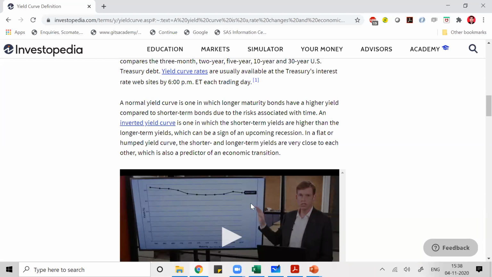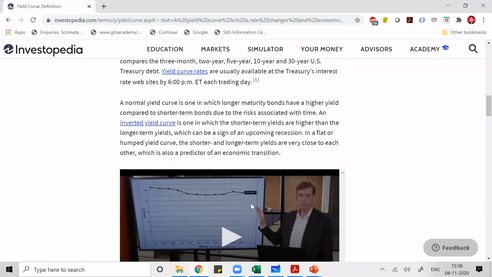So a normal yield curve is the one in which longer maturity bonds have a higher yield compared to short term bonds, due to the risk associated with them. The yield curve can be normal, or it can be inverted, which is the one in which short term yields are higher than long term yields. That is called an inverted yield curve, which can be a sign of an upcoming recession.